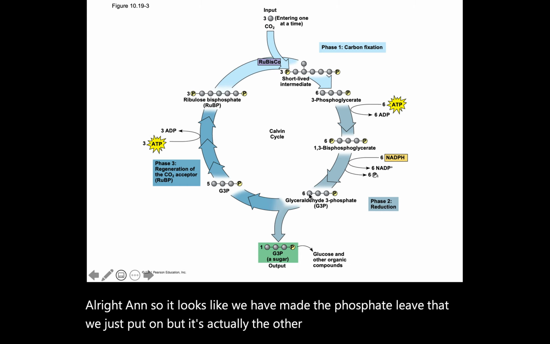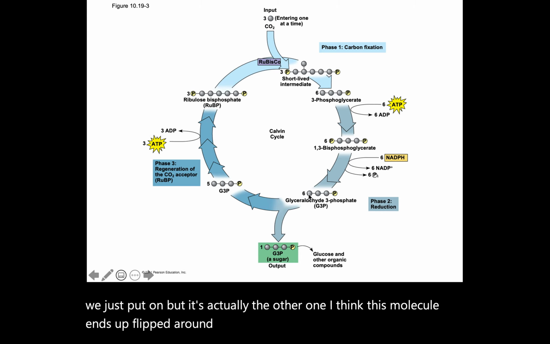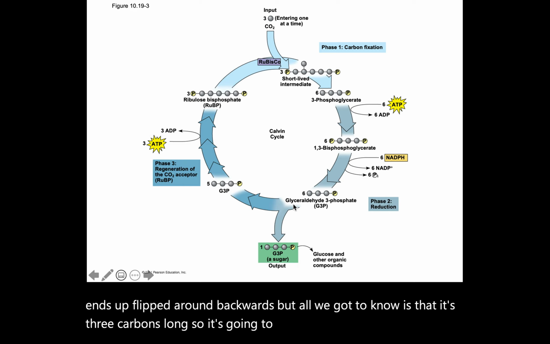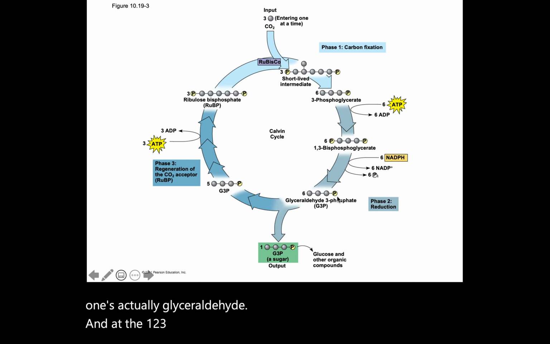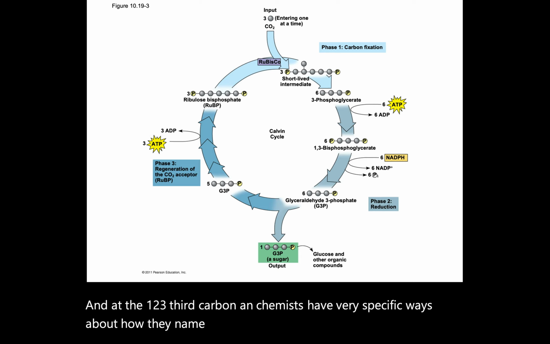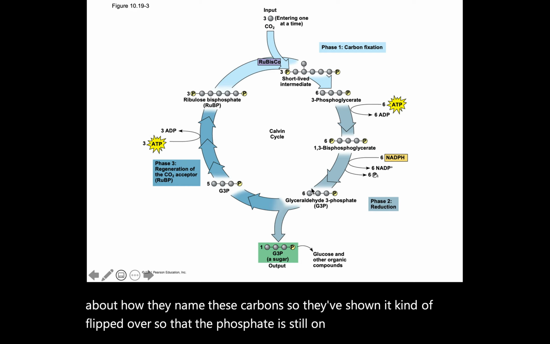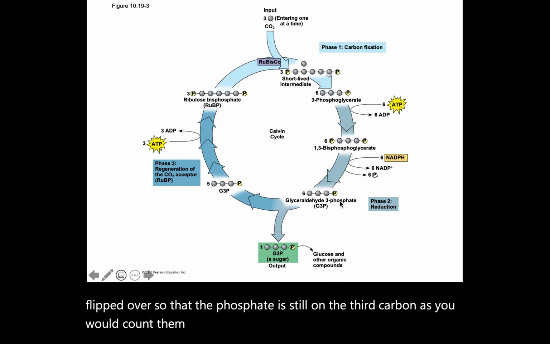I think this molecule ends up flipped around backwards. But all we've got to know is that it's 3 carbons long, so it's going to have "glycer" in the name. And this one's actually a glyceraldehyde. And at the 1, 2, 3, third carbon, chemists have very specific ways of naming these carbons. So they've shown it kind of flipped over so that the phosphate is still on the third carbon as you would count them out. And so that's how it makes sense. And so this is glyceraldehyde 3-phosphate.